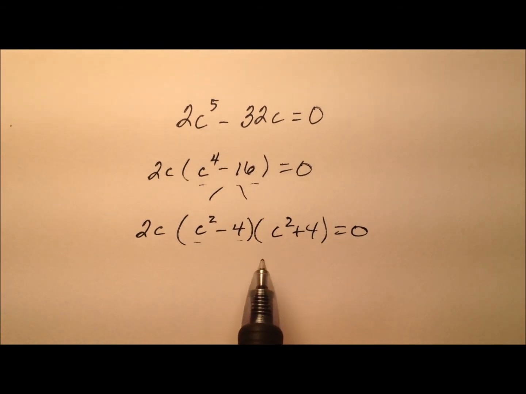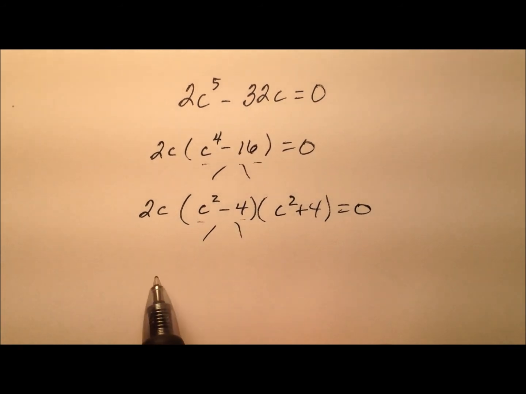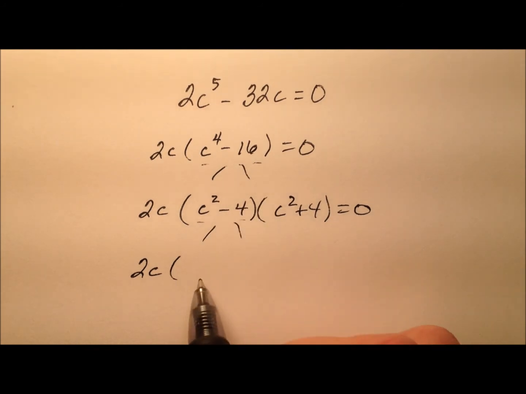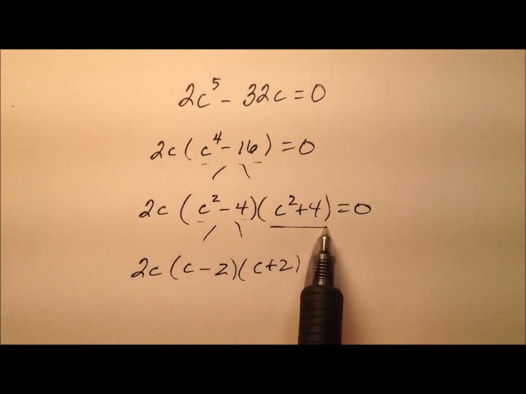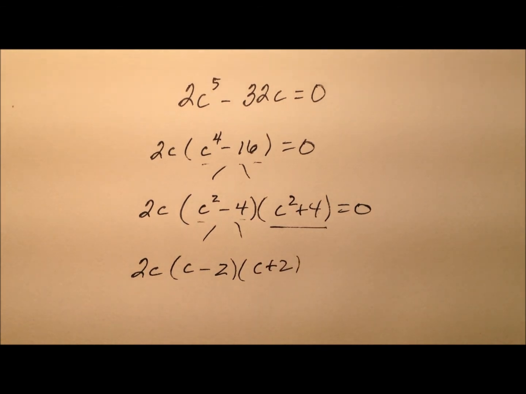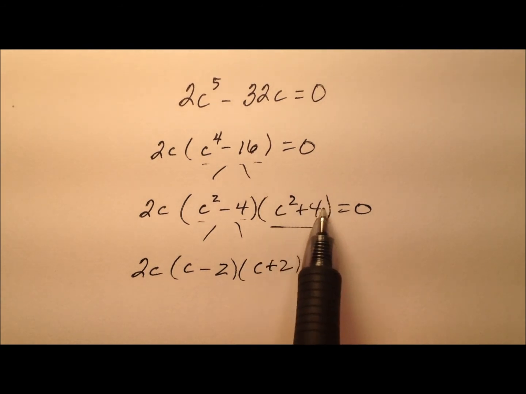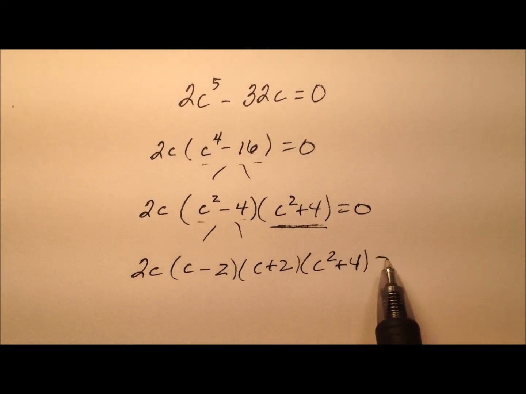Well, you'll notice again, c squared minus 4 is another difference of squares. So let's go ahead and factor that also. So c squared is a perfect square and 4 is a perfect square. So we'll factor to c minus 2, c plus 2. And right here, this factor is c squared plus 4. This is the sum of two perfect squares, which does not factor over the real numbers. So you can factor it using complex numbers, but that's kind of beyond the scope of this video right here. So we'll just leave this right here.